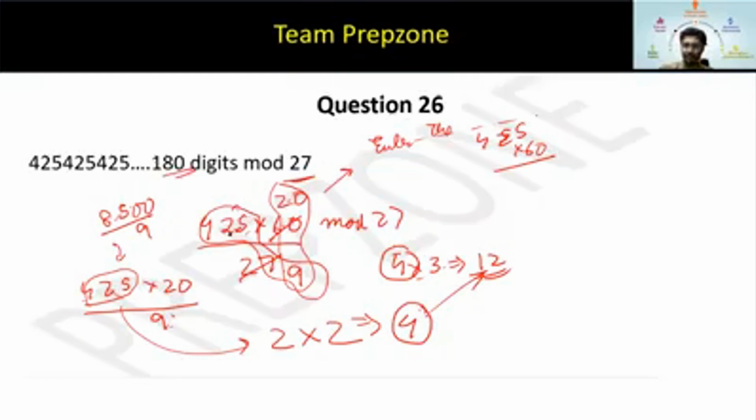See, what is 400 into 6? 2400. 25 into 6 is what? 150. So just add, this will become 2550. In 200, 26,000 divided by 27.